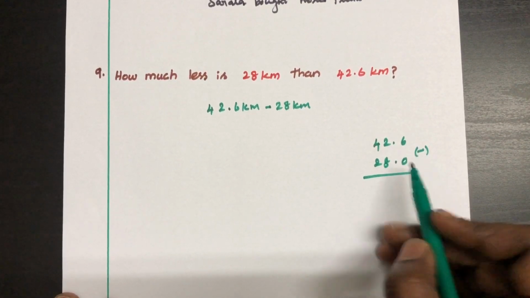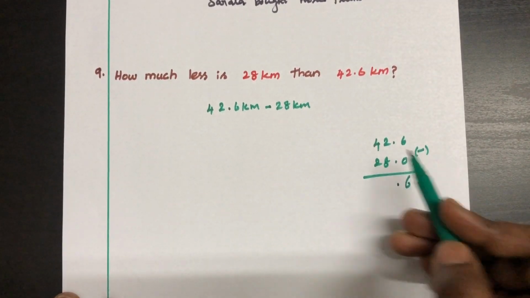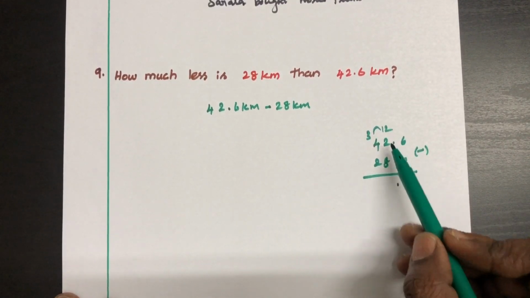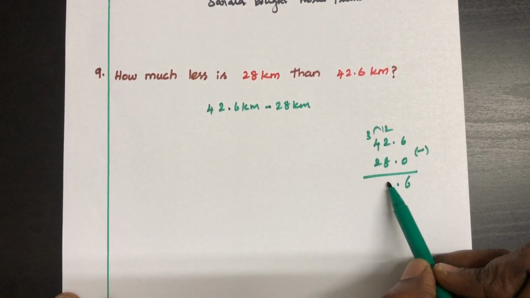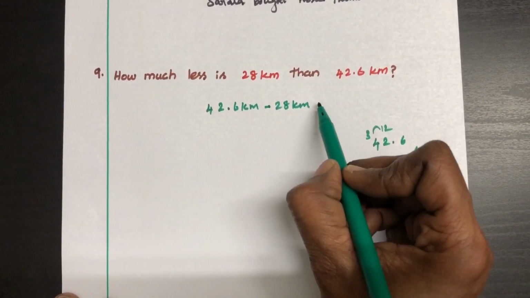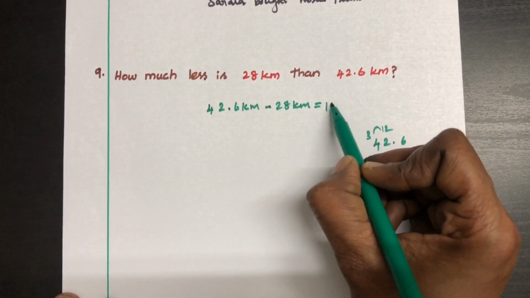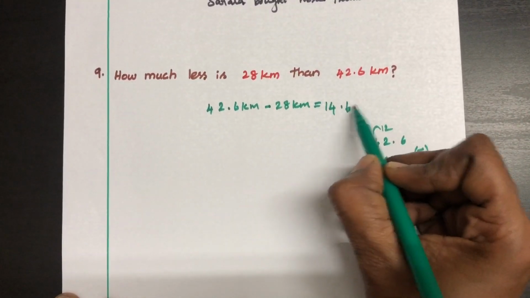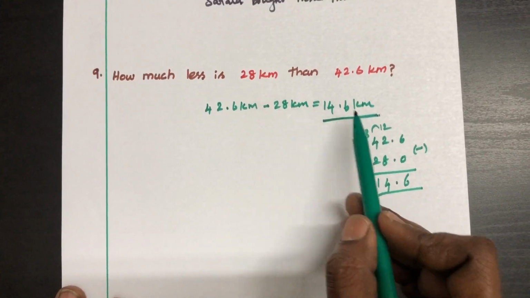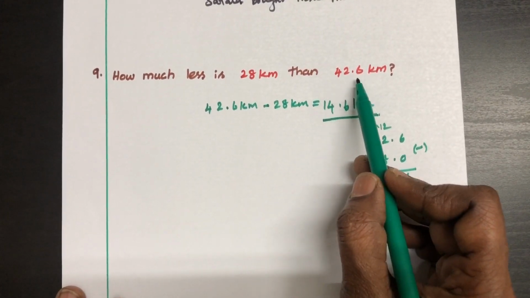So 6 minus 0 is 6. So from here it will be 12, it will be 3. So 12 minus 8 is 4. 3 minus 2 is 1. This is equal to 14.6 kilometer. This 28 kilometer is lesser than 42.6 kilometer by this much.